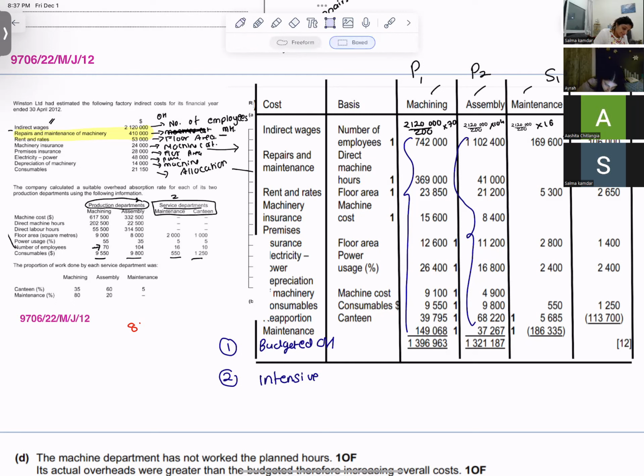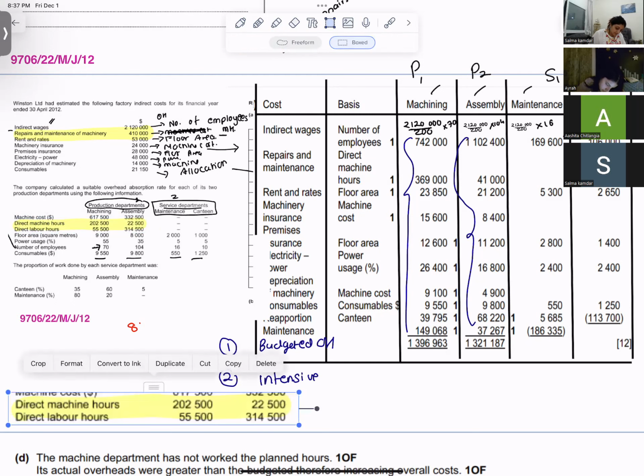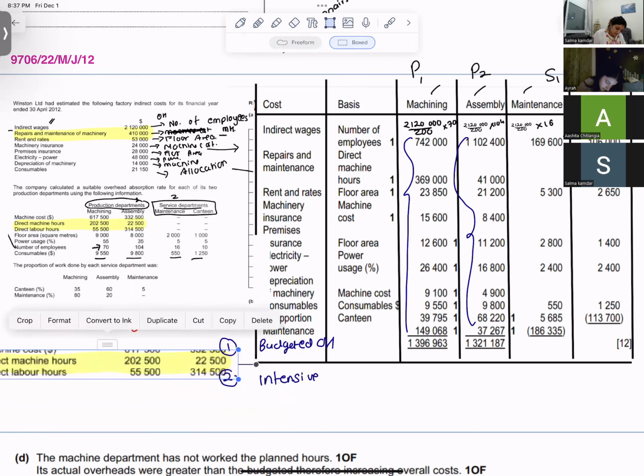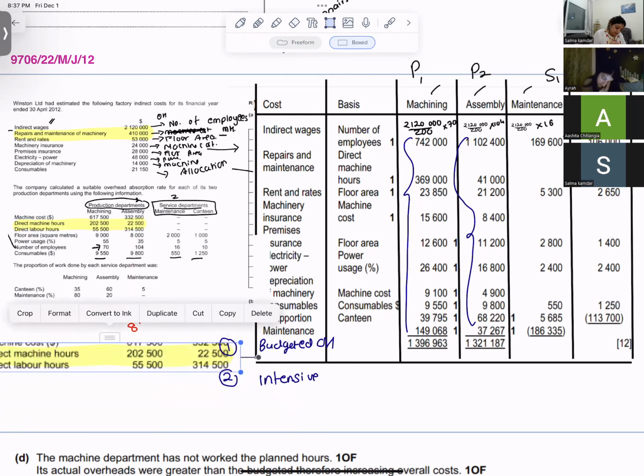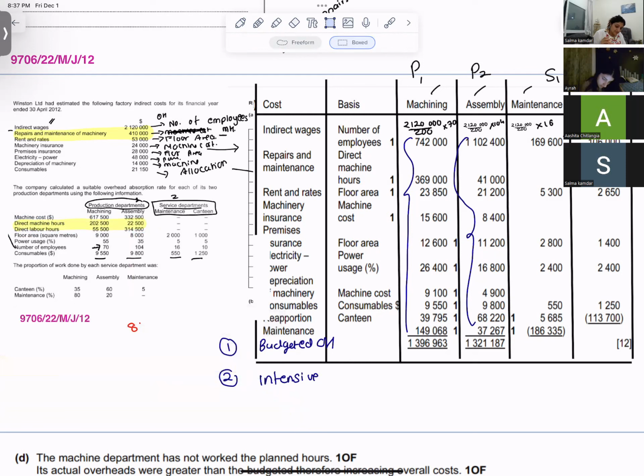So if you see over here, tell me, for the machining department, what intensive is it? It is capital intensive because machine hours are more. So the machining department is capital intensive. And the assembly department has what hours more? Labor hours are more, so it's labor intensive.